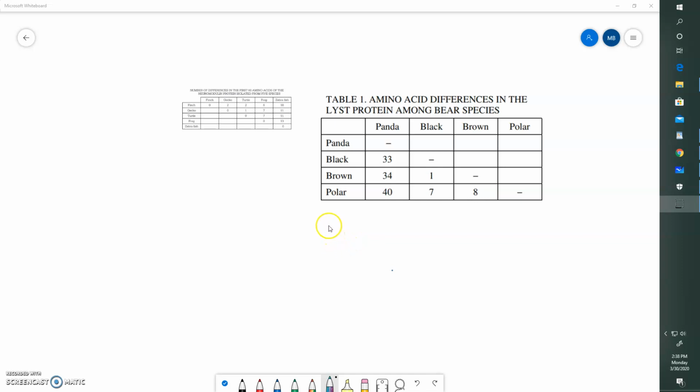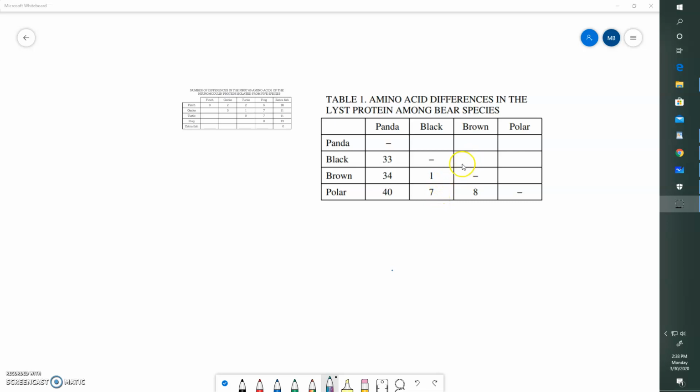Sometimes they give you the template, sometimes not. So this is amino acid differences in the lysozyme protein among bear species, and we're going to compare these. This chart shows you that the panda has 33 different amino acids from the black bear, 34 different amino acids from the brown bear, and 40 amino acid differences from the polar bear. If you look at the other data, the black bear is going to be 33 from the panda, 1 from the brown, and 7 from the polar bear.